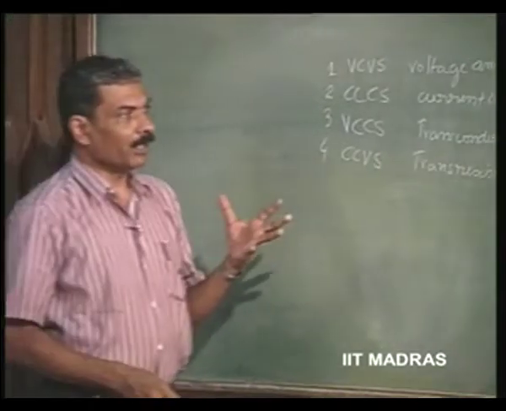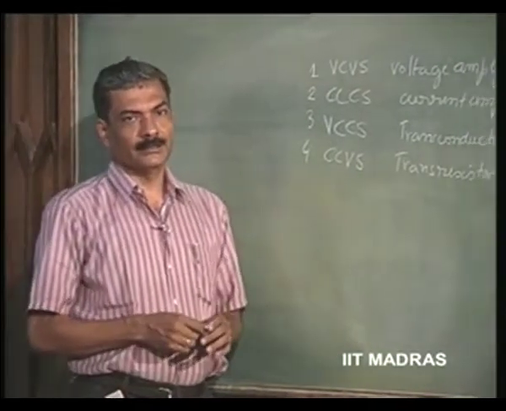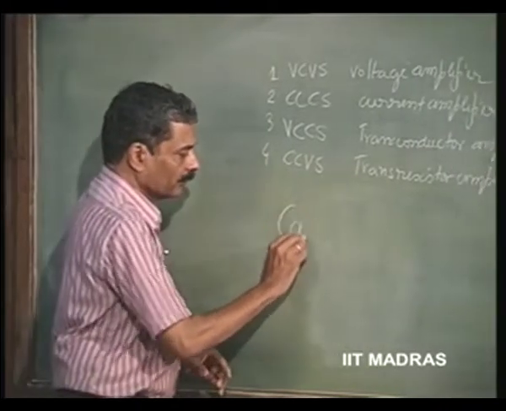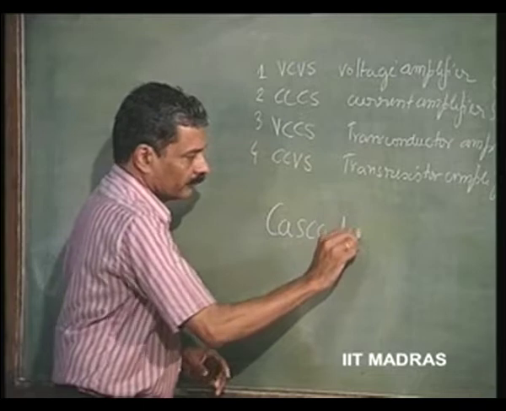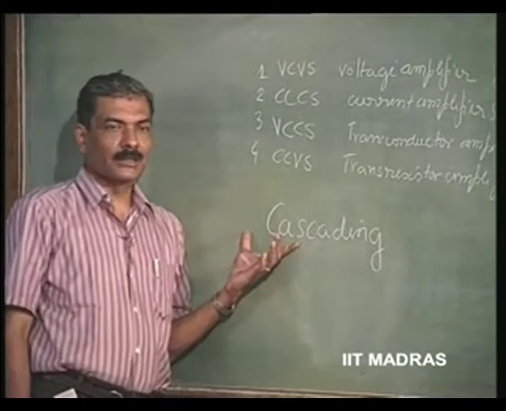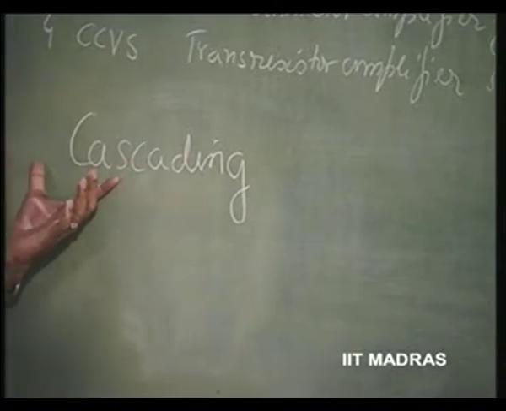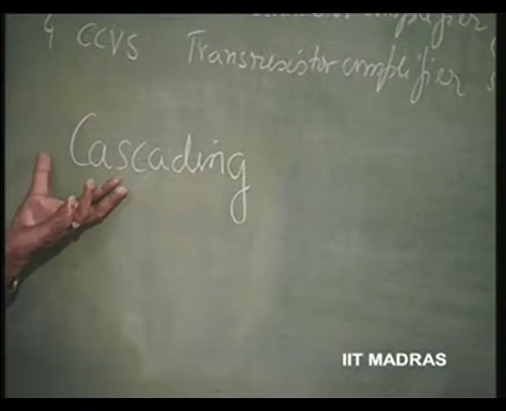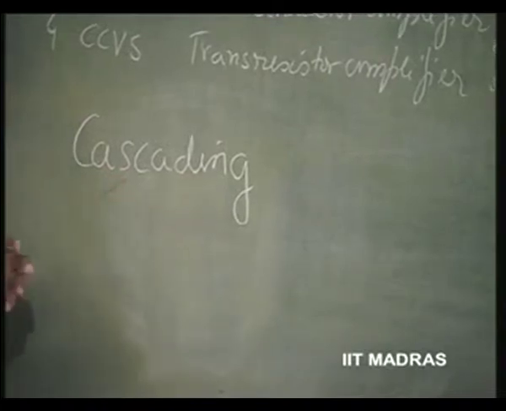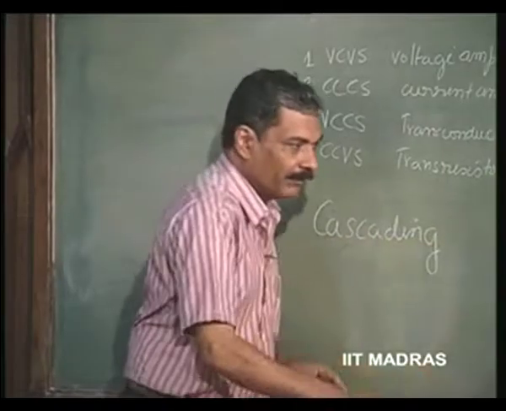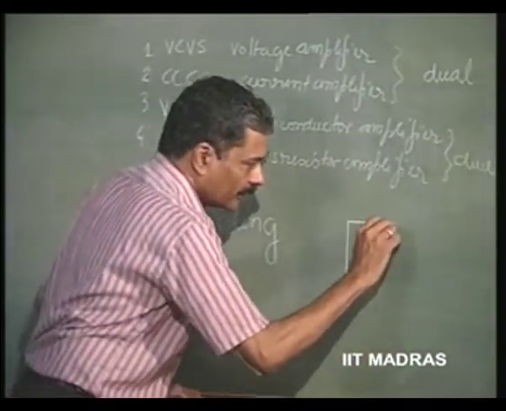now I told you about cascading. Cascading means what? Connecting one amplifier to another amplifier so as to get obviously increased power amplification. This is what it is. You are not happy with whatever the one amplifier is giving. You would like to connect one amplifier in cascade with another amplifier. So, let us see how cascading is done.